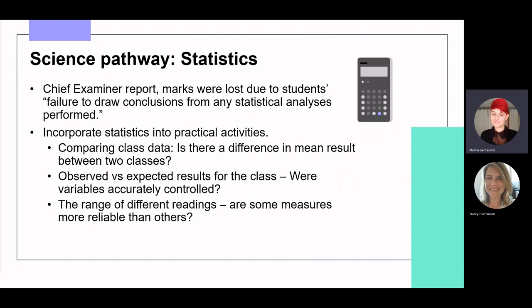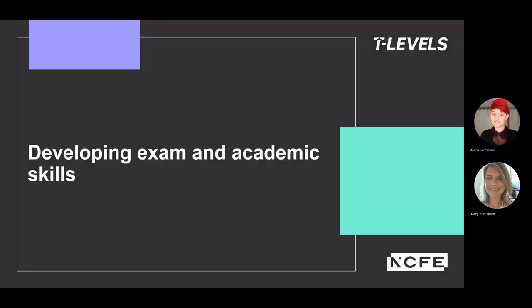So ways we can do that is analyzing data. We have data all the time. So you could have class data, looking at mean results in a quiz, for example. Doing observed versus expected results for the class. So here we're talking chi-squared. And looking at ranges of different readings, so asking students, are some measures more reliable than others, and maybe using stats to inform that. So as we develop these statistical skills, we can also formatively assess our students as we go. So now I'm going to hand back to Tracy.